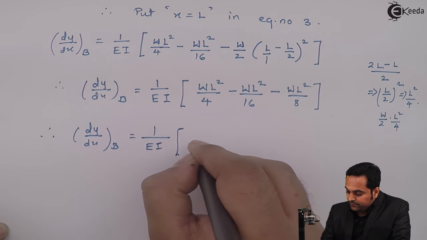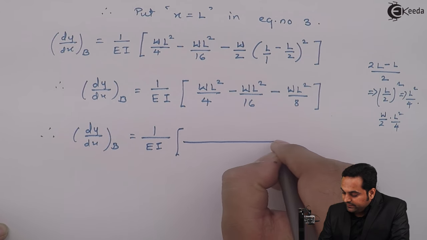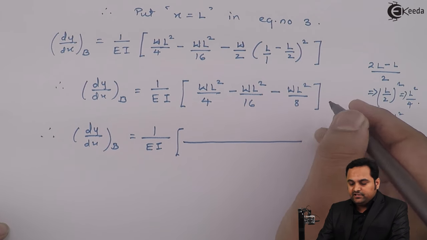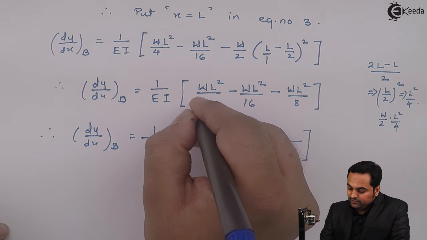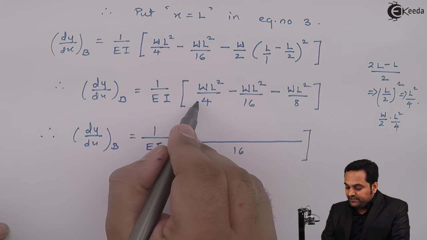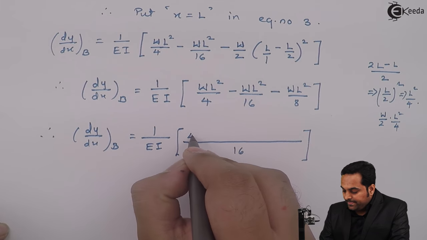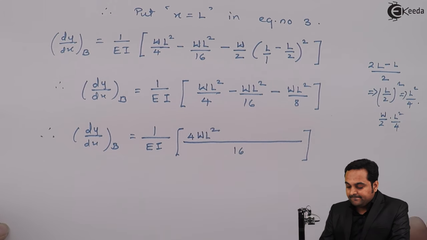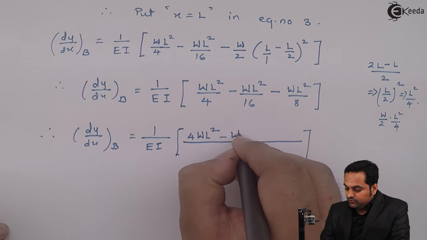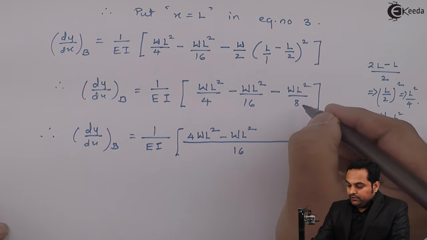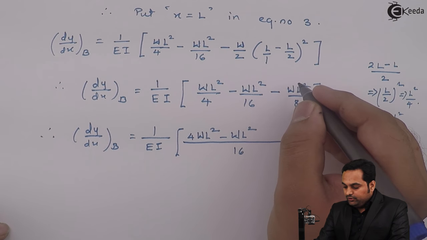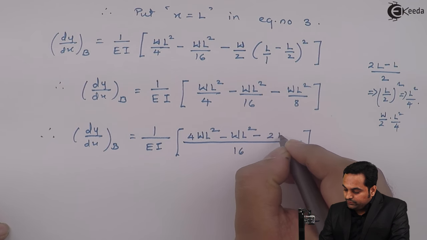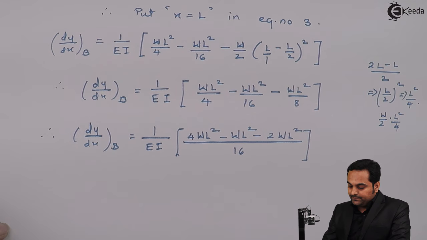1 upon EI. Here I can take the denominator. If I take the LCM, that comes out to be 16. Here I have to multiply by 4 in the denominator to make it 16. Similarly, 4 will be multiplied in the numerator. Here this will remain minus WL square by 2 as it is. For 8, I have to multiply by 2 in the denominator. Same thing, I'll multiply in the numerator. So, minus 2 into WL square.